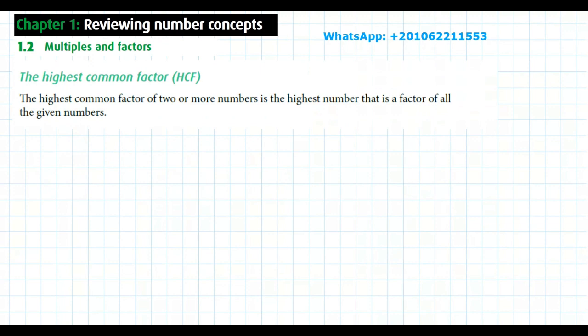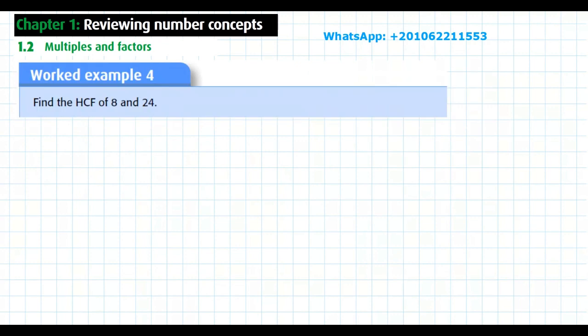Now we're going to deal with a new concept, which is the highest common factor. The highest common factor of 2 or more numbers is the highest number that is a factor of all the given numbers. I think it's not a clear definition, so let's deal directly with the example. To find the highest common factor of 8 and 24, first of all, you're going to generate the factors of 8 and 24. After that, you're going to mention the common factors, and after that, the highest common factor. The factors of 8 should be 1 by 8, and after that, 2 by 4, and that's it, right?